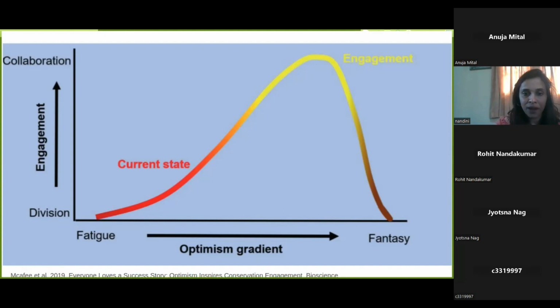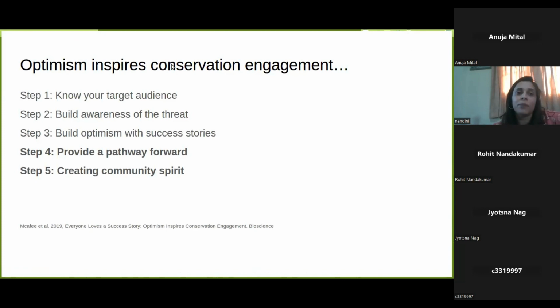So McAfee and colleagues say in their paper, Everyone Loves a Success Story: Optimism Inspires Conservation Engagement. They propose 5 steps. I won't get into the first 3 steps, but the 4th and the 5th steps are what are important to what we're thinking. So the 4th step is, yes, we're optimistic and say, okay, let's come together and work in a particular way. But what is a pathway forward, that we can use, that moves us forward? And how can we create a community spirit?